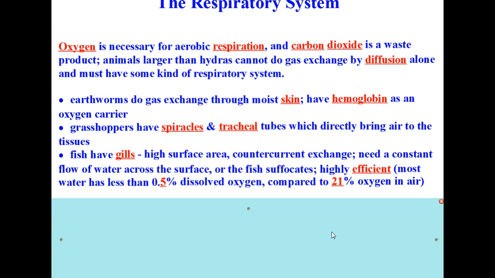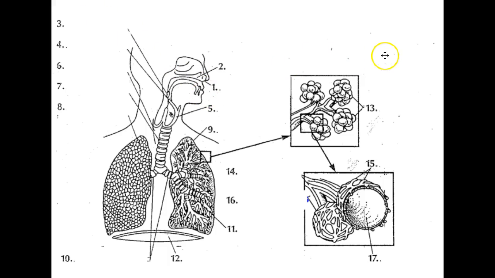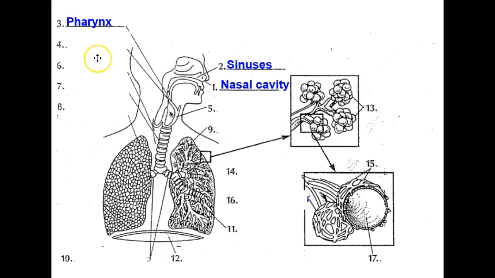All right, next let's take a look at the human respiratory system diagram in your blue book. So if you need to pause and grab that real quick, go ahead. And here we are at the respiratory system diagram. We're going to go in numerical order here, and we'll start with structure 1, which of course is the nasal cavity. It's most often where we take in air. Number 2 is our sinuses. Number 3 is the pharynx.